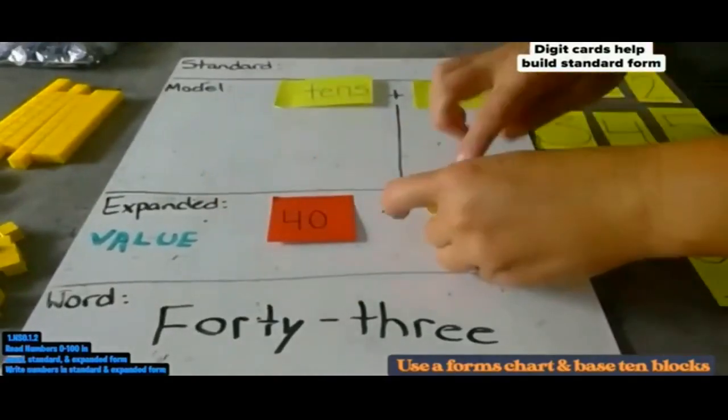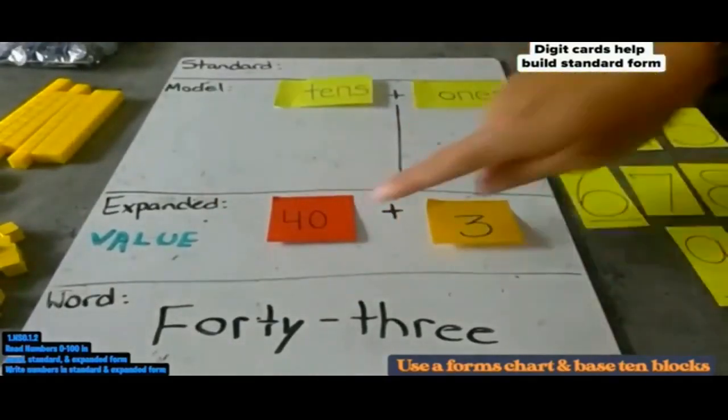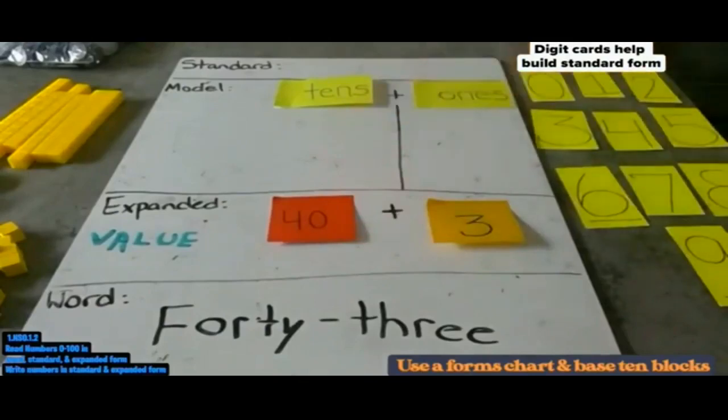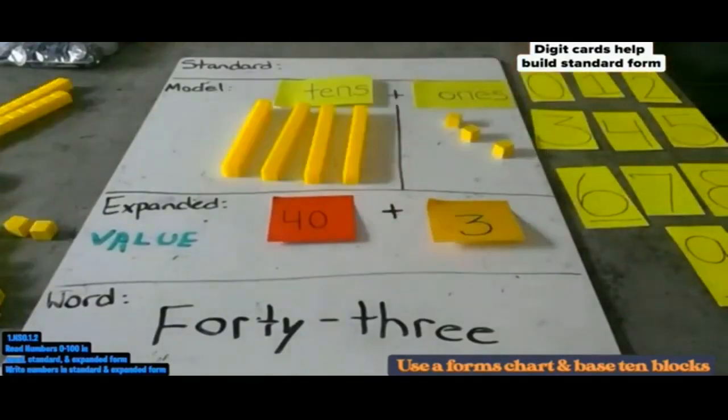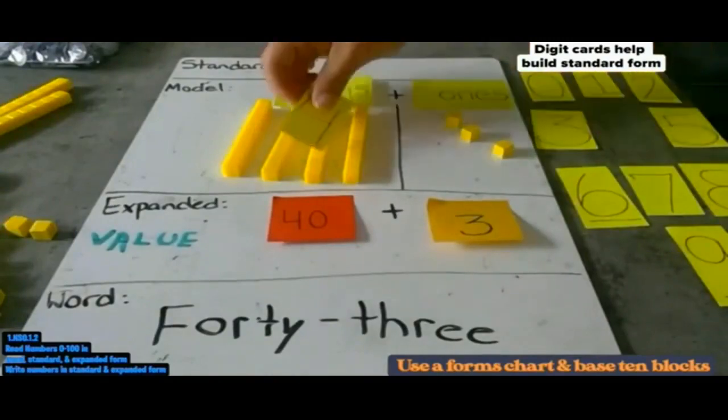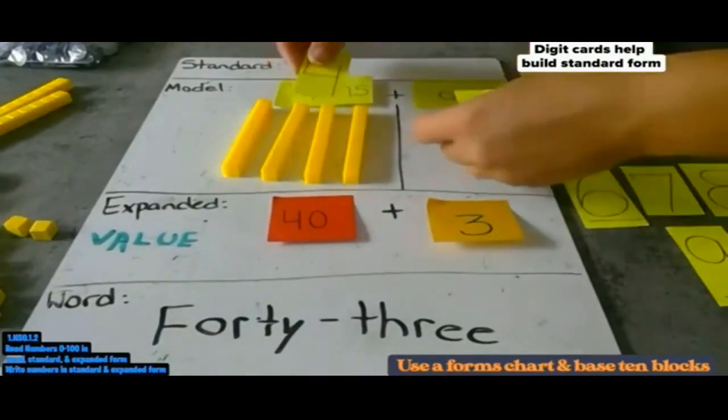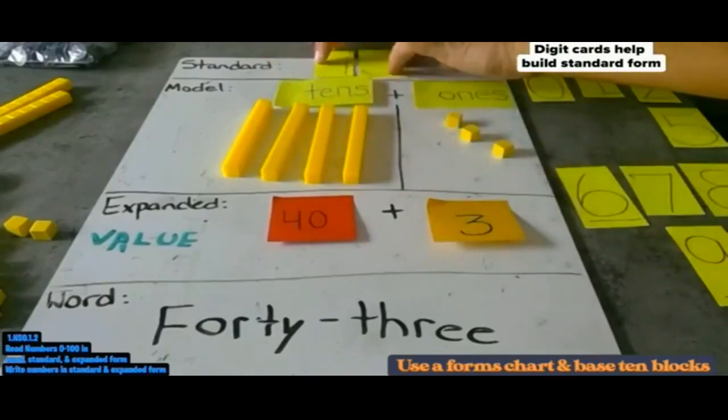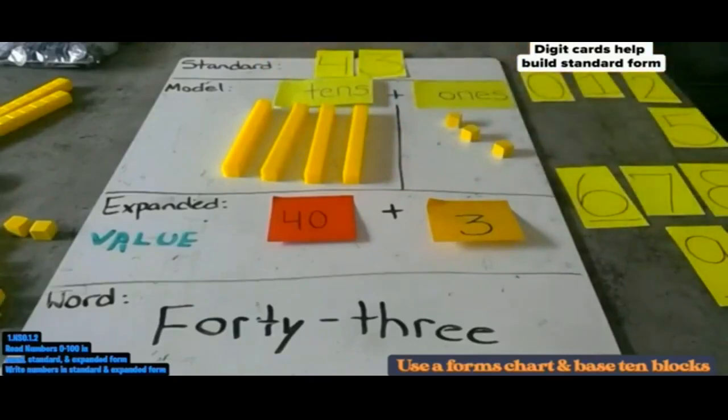Here I've given students the word form to read through. Word form connects great to expanded form first because we often say that you write it how you say it. Then representing it with base 10 blocks allows them to find the digits that they would need to make the standard form.